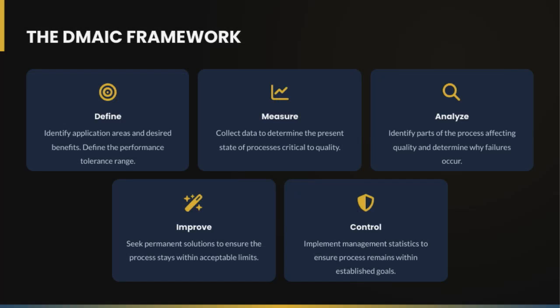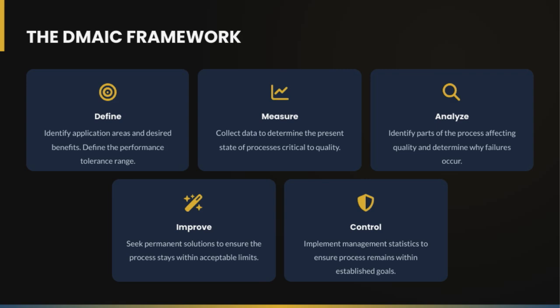Now, let's take a closer look at the DMAIC framework, which is at the core of our process improvement approach. Starting with define, this is where we identify the application areas and set clear goals for what we want to achieve. We also establish the performance tolerance range, which helps us understand what's acceptable and what needs improvement. Next is measure. At this stage, we collect data to understand the current state of our processes. This is crucial because you can't improve what you haven't measured. It helps us identify where we stand in relation to our goals.